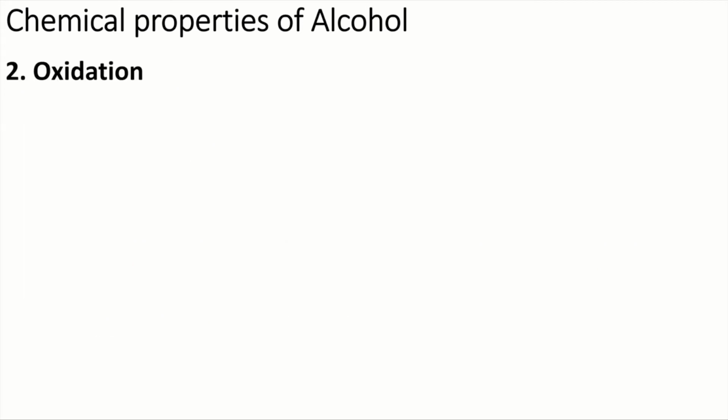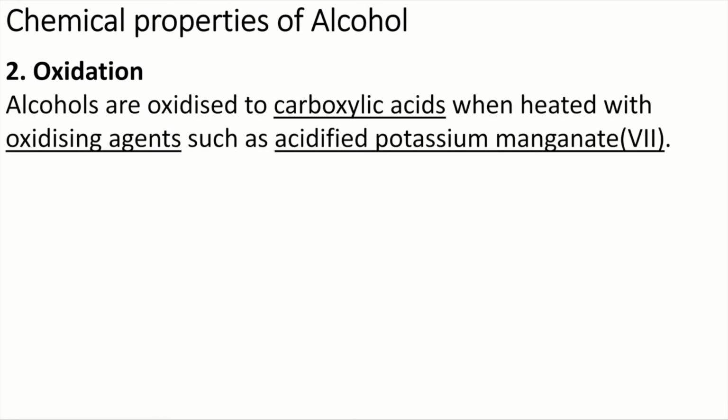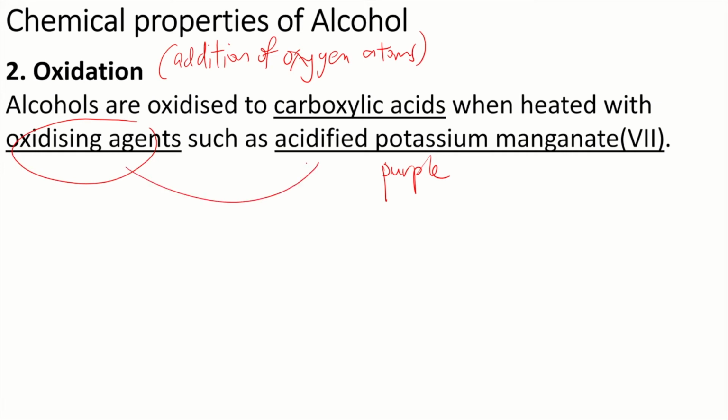Another reaction that alcohol can undergo is oxidation. For wine, for example, if you leave it out in the air for long, the taste will change. If you leave it out for too long, it will not taste as good. Why is that so? Because it can undergo oxidation. In this case, oxidation, if you recall redox, is the addition of oxygen. So it can react with an oxidizing agent, which is acidified potassium manganate. Its initial color is purple.